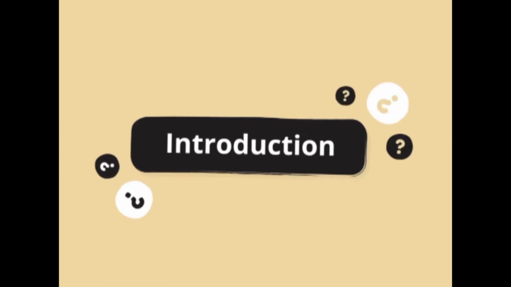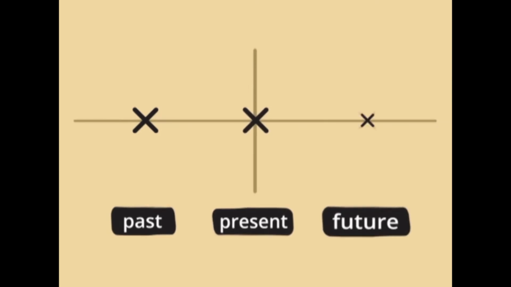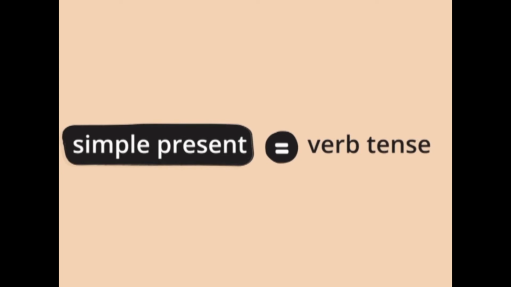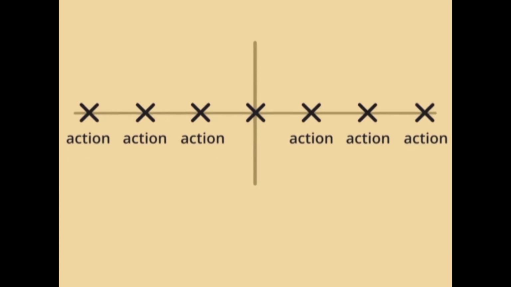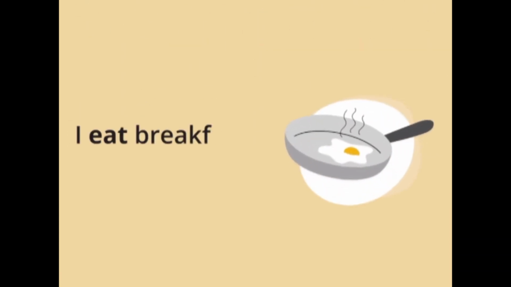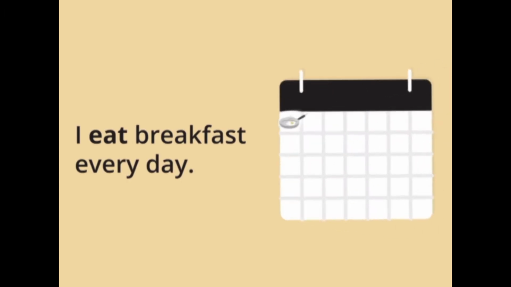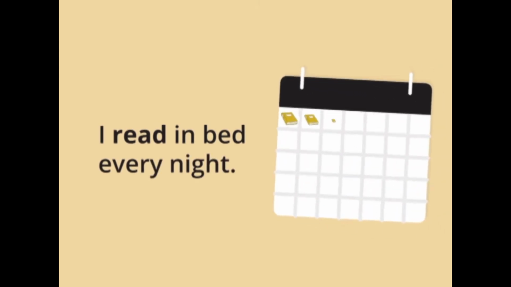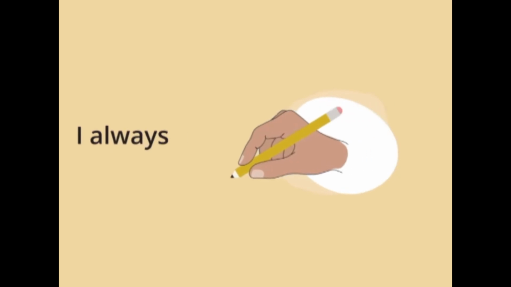What are verb tenses? Verb tenses show the time that an action takes place. The simple present is a verb tense. We use the simple present tense for repeated actions. Repeated actions happen over and over again. For example, I eat breakfast every day. I read in bed every night. I always study after school.